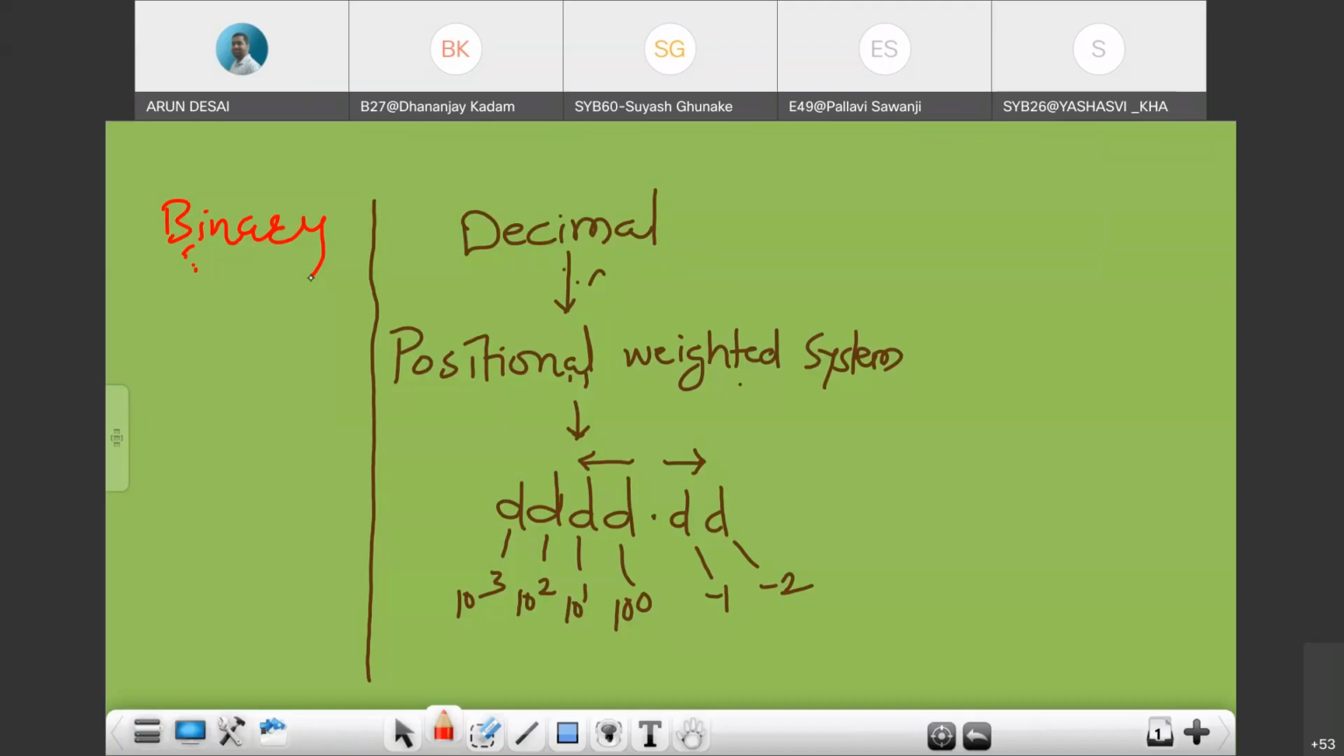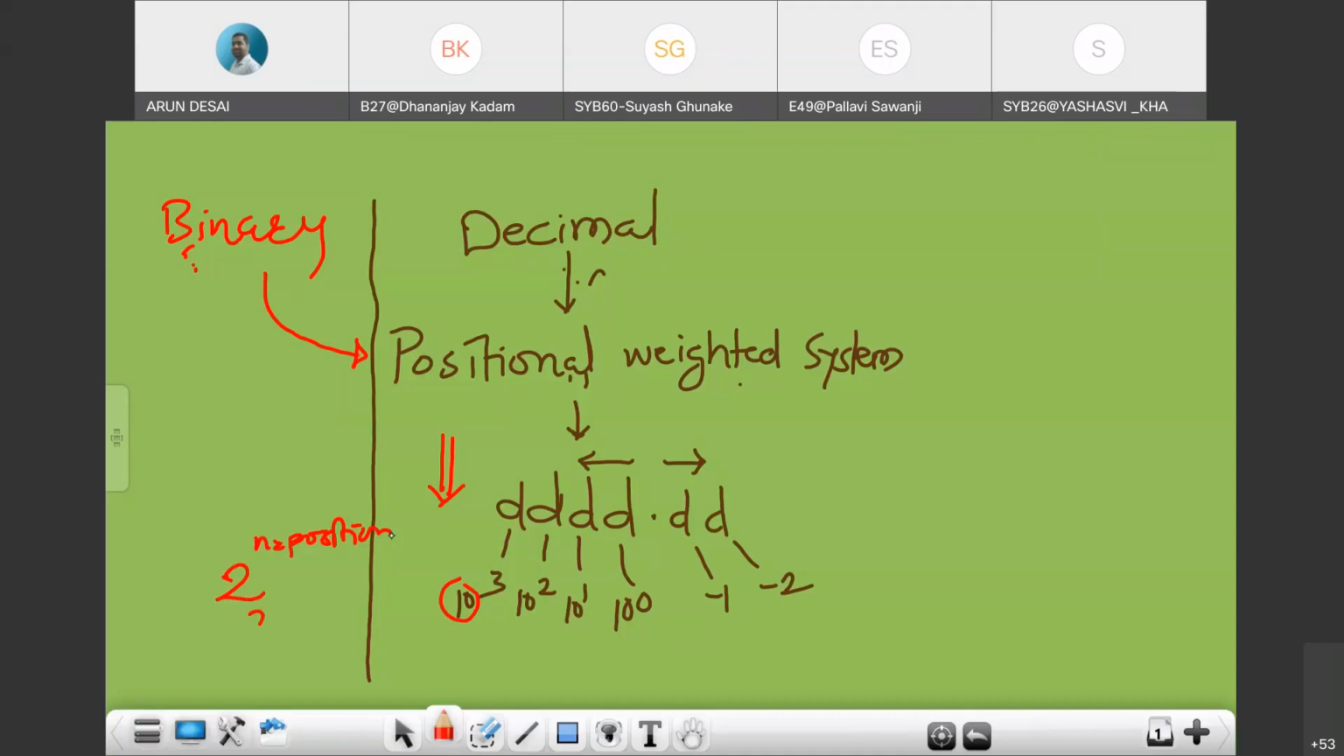Binary is also a positional weighted system. All the terminology I mentioned earlier applies to it. The only change is that the base is now just 2. So it is 2 raised to that position, right? And 2 raised to n, where n is equal to the position, right? So binary is also a positional weighted system.